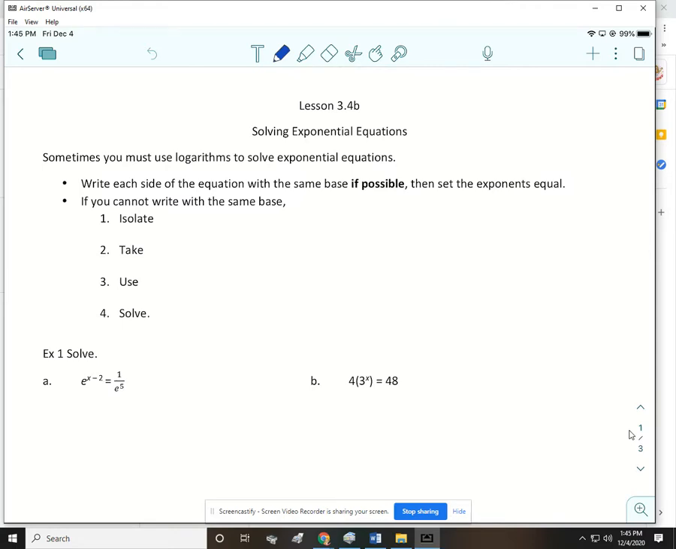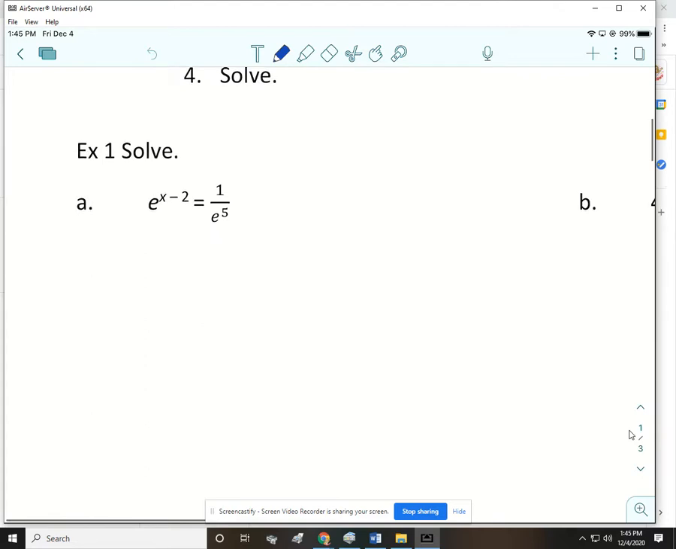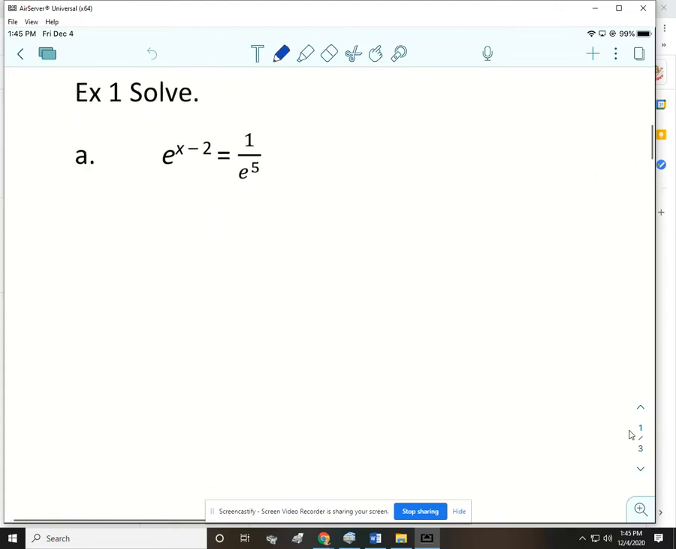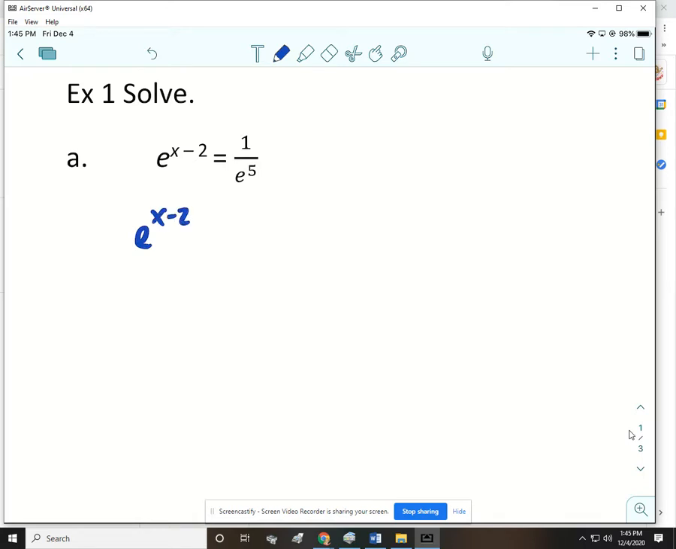So the first one, we can get away with not using a logarithm. What we're going to do, if it's possible, the best thing to do is to try to write each side of the equation with the same base. So on this one we can. The left side we have e to the x minus 2, and the right side we have 1 over e to the 5th. So I can write that as e to a power. 1 over e to the 5th is the same as e to the negative 5th.